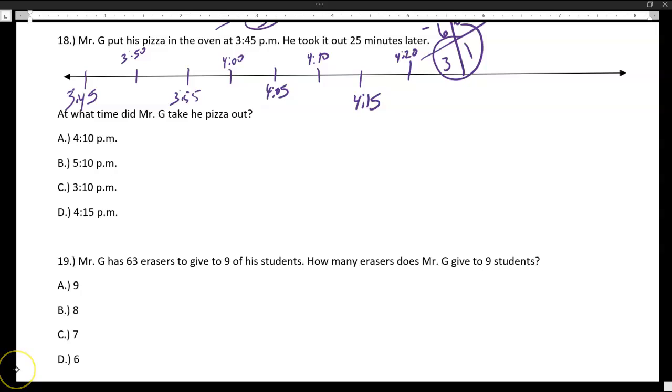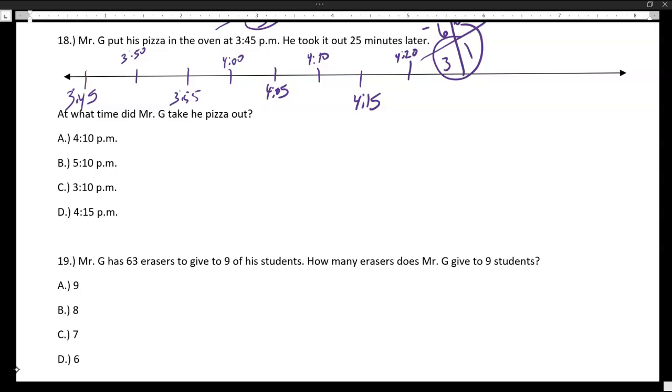Okay? Alright, next one, number 18. Some of you are losing focus. Number 18. Mr. G put his pizza in the oven at 3:45 p.m. He took it out 25 minutes later. At what time did Mr. G take the pizza out?